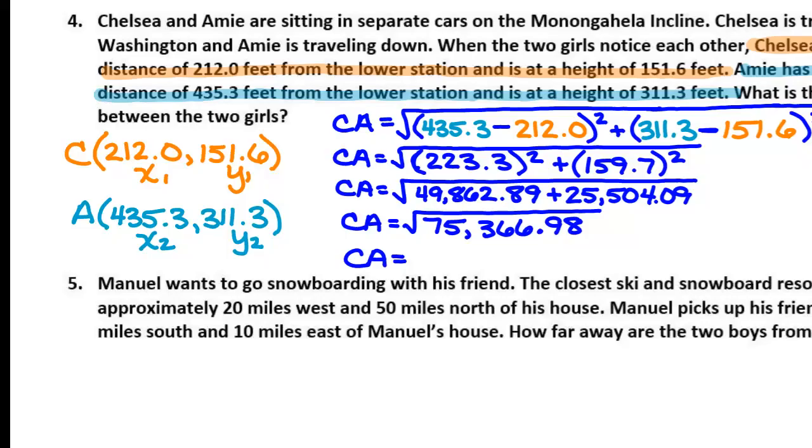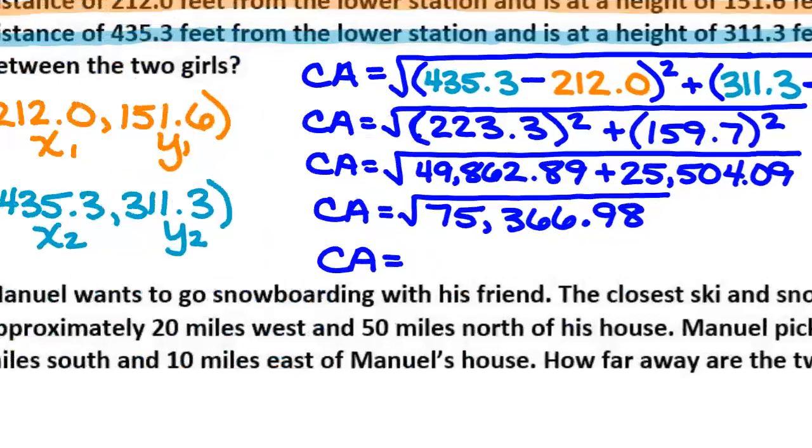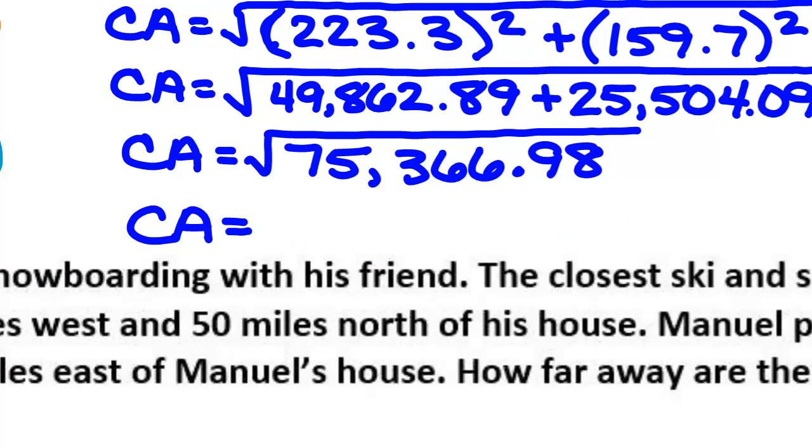And then 75366.98. Enter. If it doesn't give you a decimal, then you would hit the arrows above the enter key. But if it does give you a decimal, you'll just keep that. What do we get for the square root of 75,366.98?